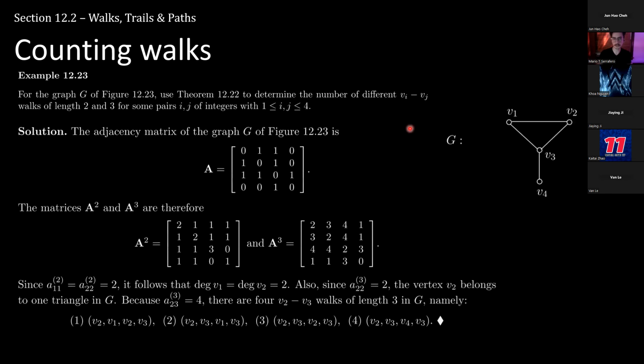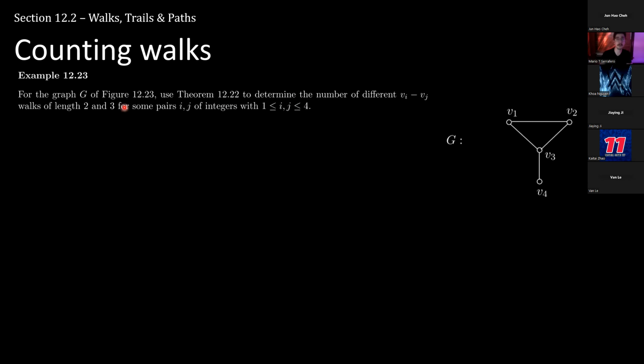So if we want to count walks here, let's say we have the graph G over here, and we want to use the theorem to determine the different possible number of Vi to Vj walks of length 2 and 3 for any pair. What this is saying is, for any two of these vertices that you give me, it doesn't matter which, I want to find all the possible paths, the number of paths to go from those vertices.